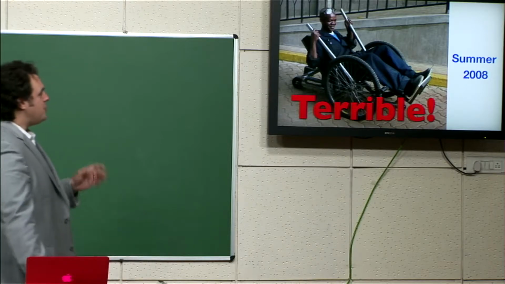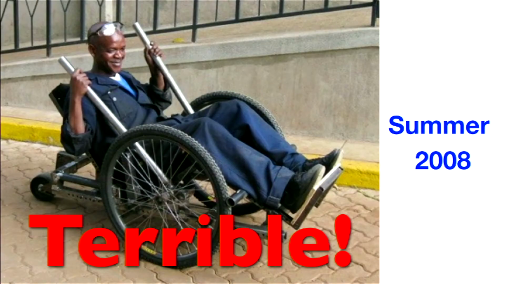And the reasons why this was so terrible is, one, it was impossible to get in and out of, right? Imagine if you have a spinal injury and you have to somehow crawl up over those footrests and get down into the seat. So it was really arduous to use. The second is this was incredibly heavy. This prototype was like 50 kilograms. It was insanely heavy for a wheelchair.